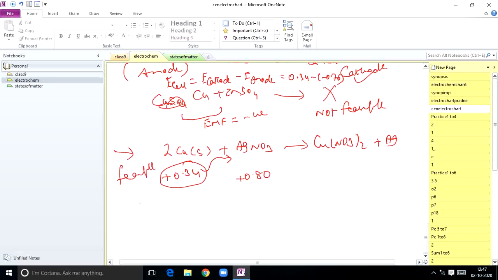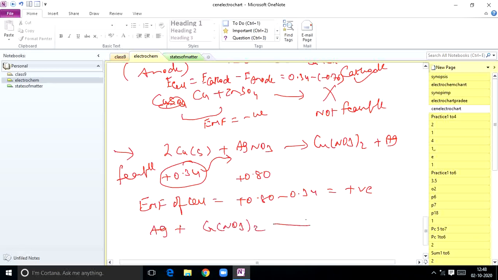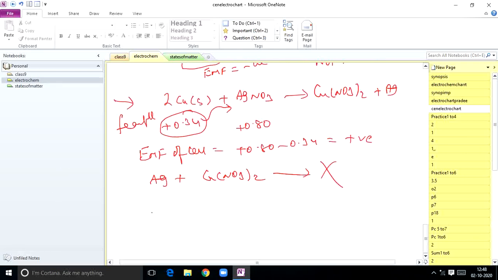If you want to check the EMF of the cell, it is E cathode minus E anode. The cathode is silver, so 0.80 minus 0.34, you will have a positive value. At the same time, if you take the reverse reaction, silver plus copper nitrate solution, that reaction will not take place. Why? Because the EMF of the cell becomes negative, so that reaction is not feasible.